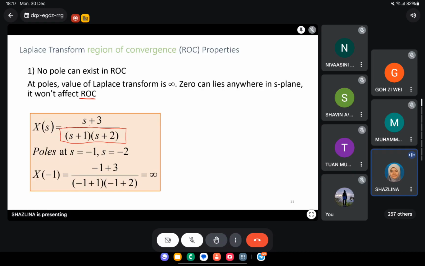Let's say we have X(s) equals s plus 3 over (s plus 1) multiplied with (s plus 2). The poles here are s plus 1 equals 0, which is negative 1, and s plus 2 equals 0, which is negative 2. If you put s back with negative 1 and negative 2, you will get infinity. So in this case, no pole can exist in the ROC.